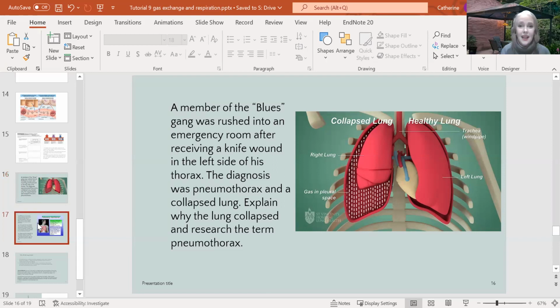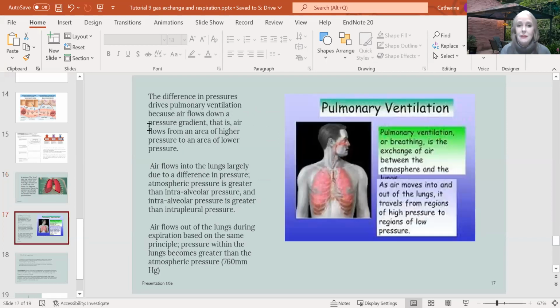Okay. So, as we said, differences in pressure are really, really important. Try and remember, guys, that if there's three things you need to know about the whole respiratory system: intrapleural pressure, alveolar pressure, and atmospheric pressure.